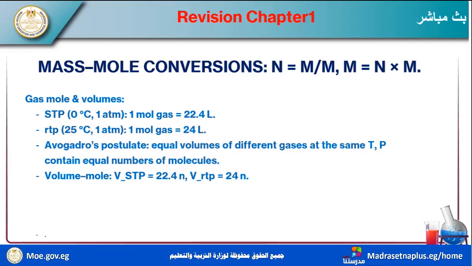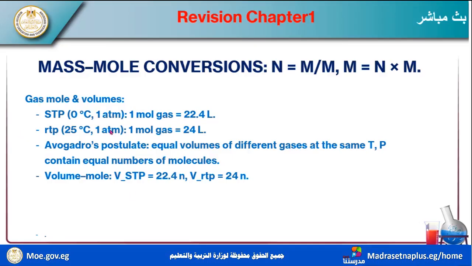You must know that at 0 degrees and 1 atm, the normal pressure, 1 mole of gas equals 22.4 liters. This is called standard temperature and pressure, STP. Remember also RTP. What is the meaning of RTP? It is room temperature and pressure. Room temperature equals 25 degrees centigrade, and pressure equals 1 atm. So 1 mole of gas equals 24 liters. This number is the volume of gases at STP and RTP.